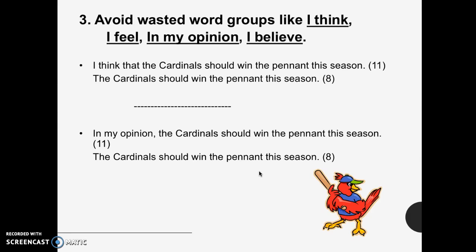And then the next example uses in my opinion, and all you have to do with these most of the time is just eliminate them completely.